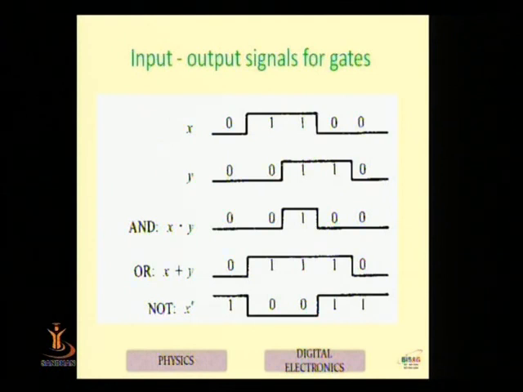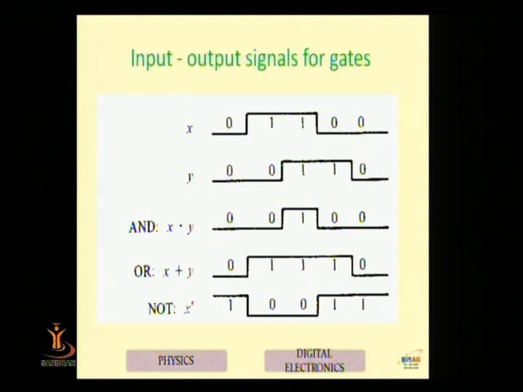If x is 1, first of all, I am having 0 0. X and y both are 0, so my x dot y is 0. Suppose x is 1 and y is 0, but as per our definition of the AND gate, if any input is 0, my output is 0, so x dot y is still 0.